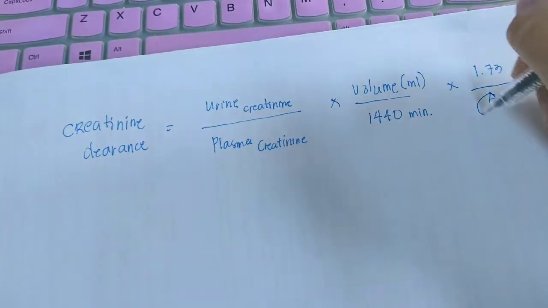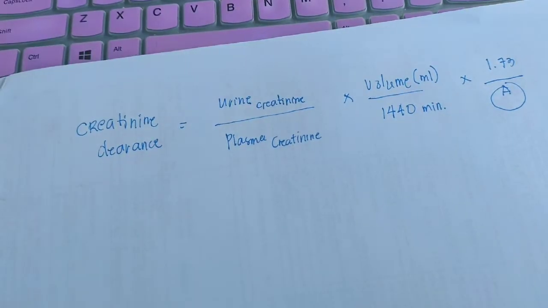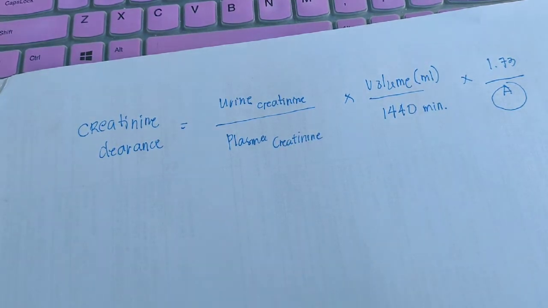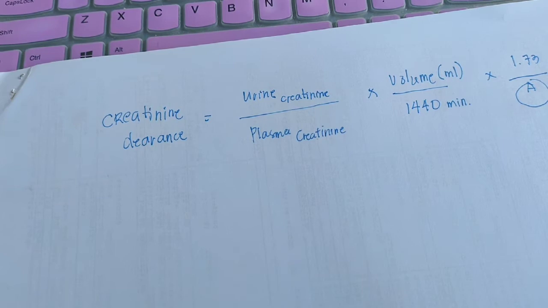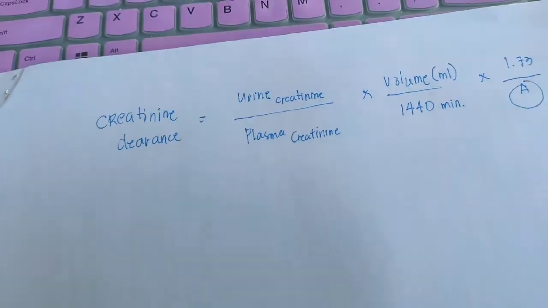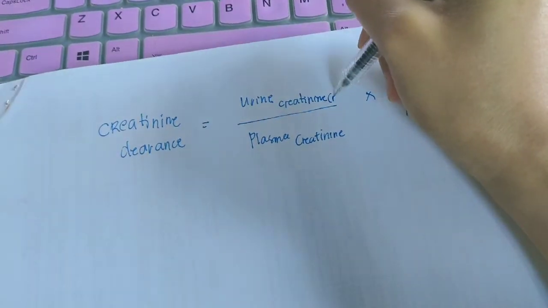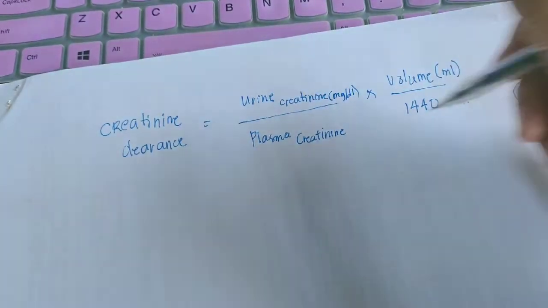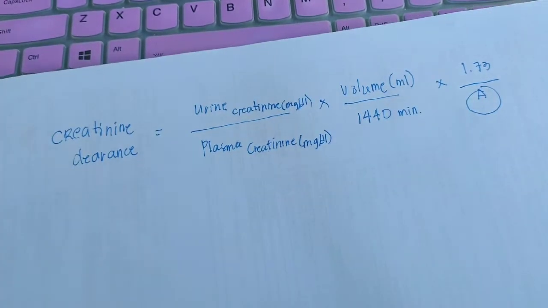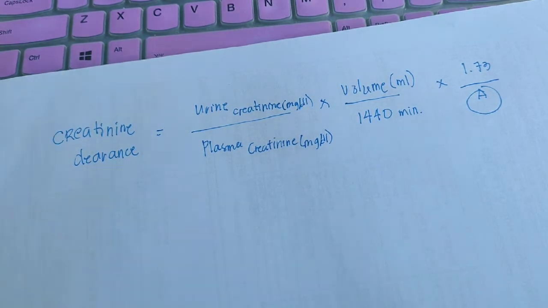Ito yung ituturo ko ngayon, class. How to get the body surface area given a certain formula din. Okay? Siyempre, not all of us have a nomogram, but we can actually compute the body surface area of a patient using a different formula. Okay? So the urine creatinine should be, of course, in milligrams per DL. Ganon din ang ating plasma creatinine in milligrams per DL. So that's our formula, and those are the units that we will be using.